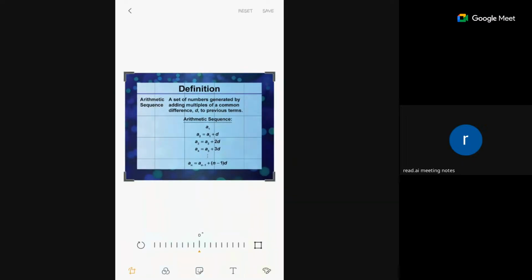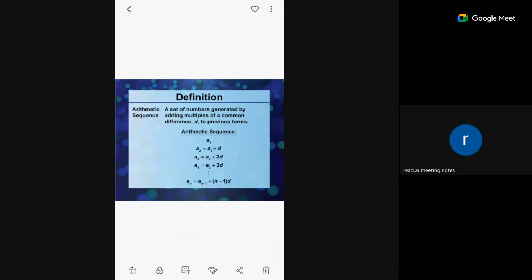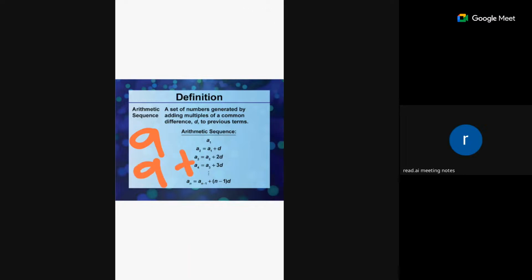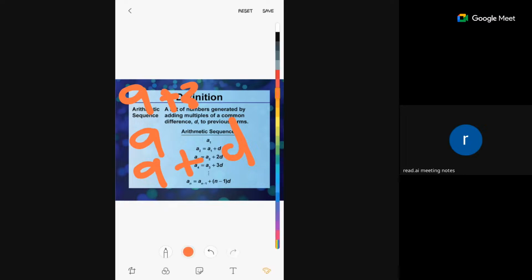This is what I'm saying. If the first one is A, to get the second one I'm just going to say A plus D. I will add D to that one. Then to get the next one, because D is there already, I will add another D to it, so it's going to be A plus 2D. That's how you get it. To get the next term, A plus 3D. To get the next one, A plus 4D. Like that, that's how you keep going to get the terms.